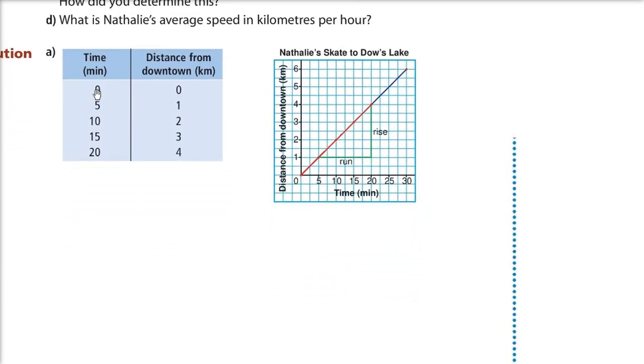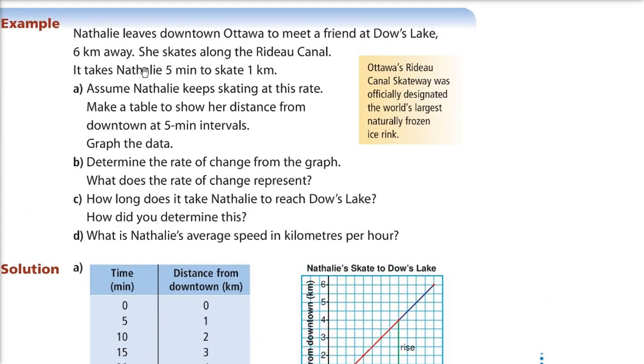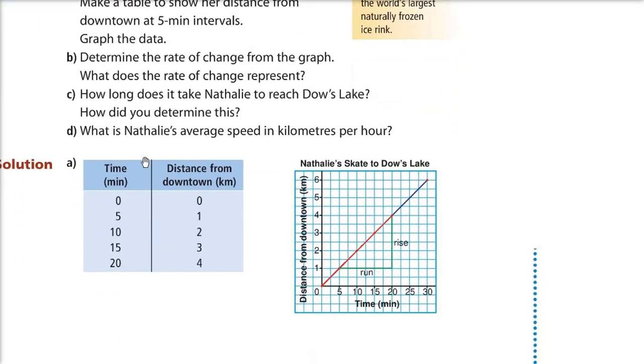So see, at 0 time, we'll make a table about that. Time 0, distance from downtown is 0. As the first thing given is that it takes 5 minutes to skate 1 kilometer.